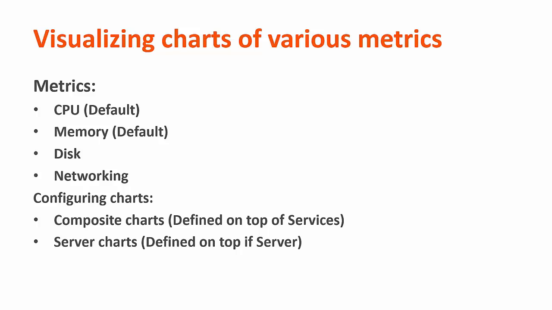Visualizing charts of various metrics. By default, every service has two metrics, that is CPU and memory. A user can go ahead and add metrics like disk or network depending upon his needs. Apart from this, we cover two kinds of charts. One is known as a composite chart, while the other is individual charts on the servers. With this, we will run a demo which will give an overview of monitoring services.